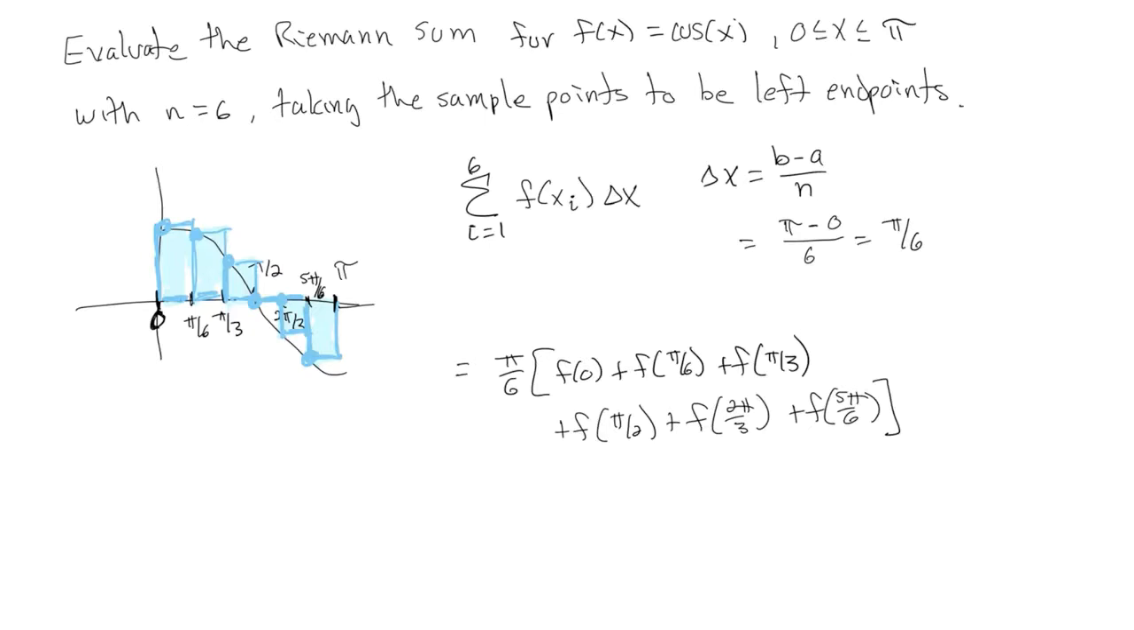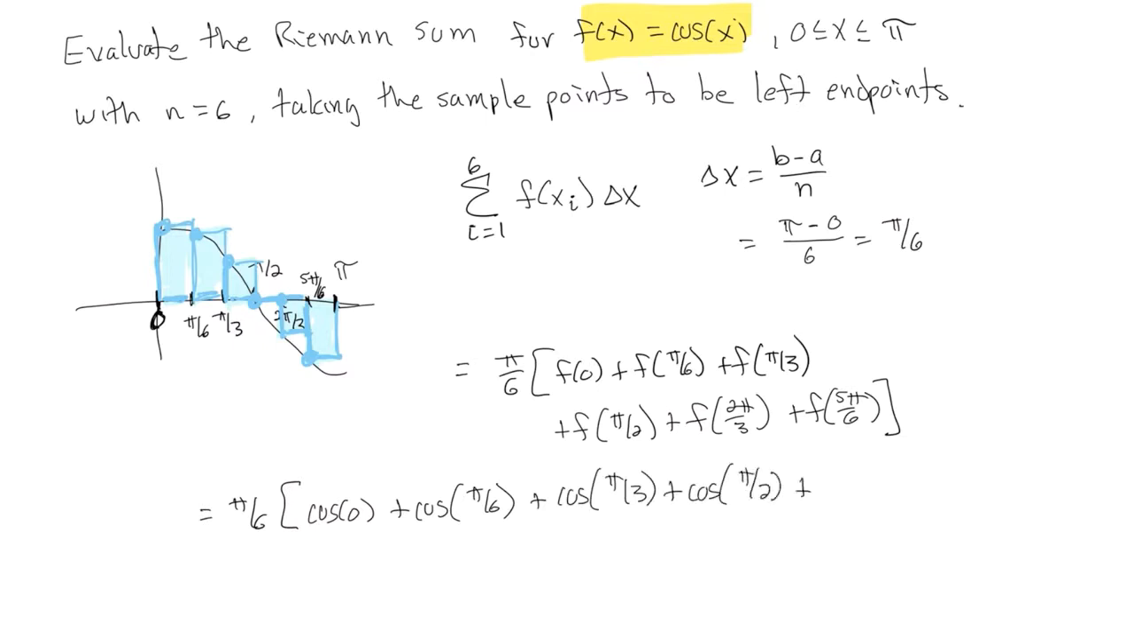So I'm going to scribble this out a little bit more and write out the details. So my function is cosine of x. Remember, that is the function that we are using to evaluate the Riemann sum. So I'm going to have cosine of 0 plus cosine of pi over 6 plus cosine of pi over 3, and so on and so forth.